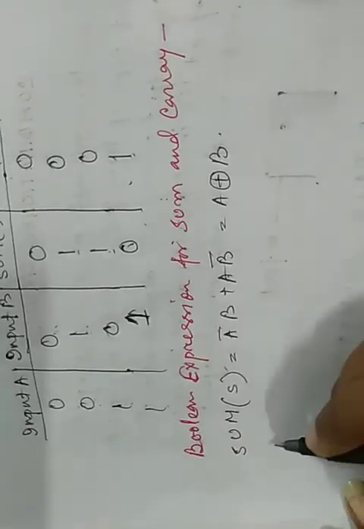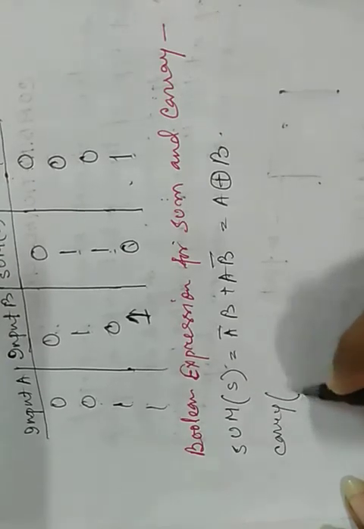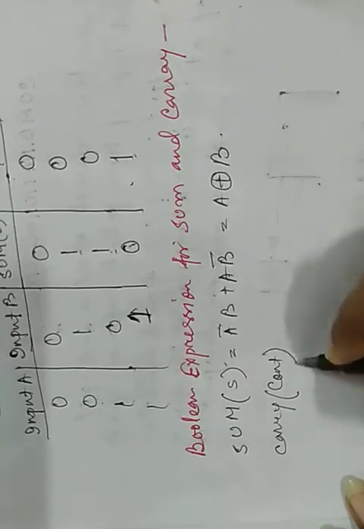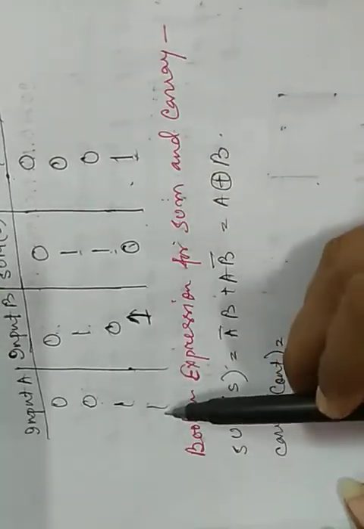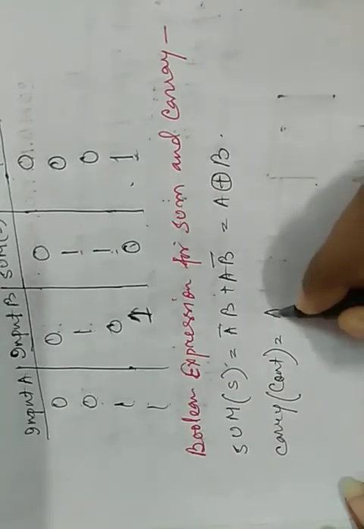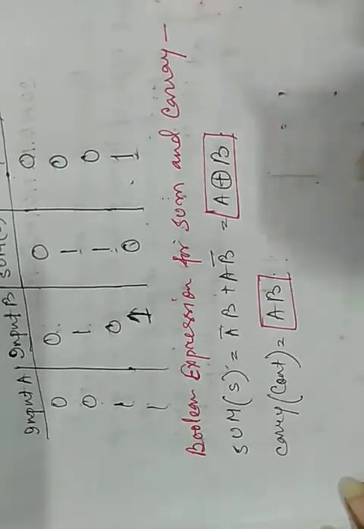Okay. Now for carry, C out, there is only one min term, the last one, which is 1 1, that means A B. So these are the expressions of sum and these are the expressions of carry.